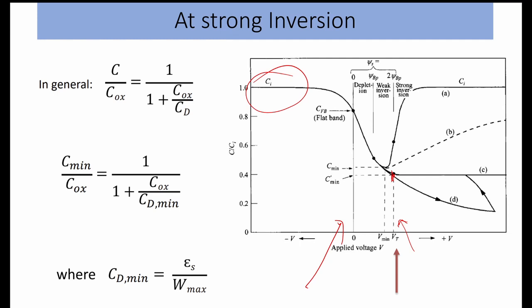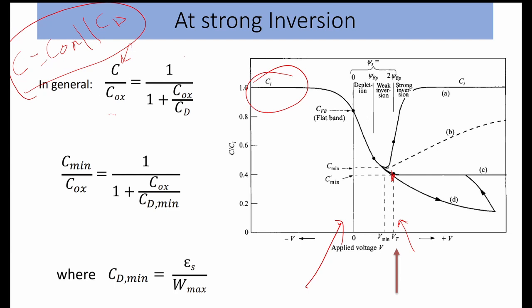Okay, so as we have once seen, this is the parallel combination of this capacitance. C is equal to nothing but C ox in parallel combination with CD, that you can see from here. This is the capacitance that is coming, and C divided by Cox is equal to 1 over 1 plus Cox by CD, that we have already seen in the previous slide, that we have calculated already.